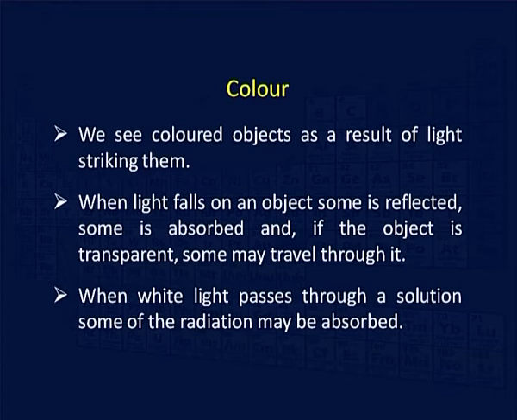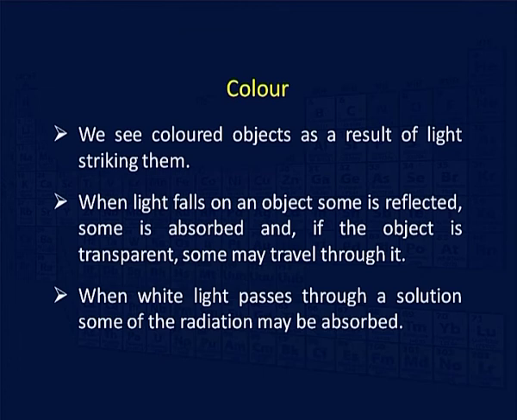To understand this, let us first understand why any object looks colored. We see a colored object because of light striking on it. Suppose I am giving this lecture in a dark room, then you will not be able to see me. You are able to see me because when light falls on me, some of the light gets reflected back and therefore you can see me. The same is happening with any object.